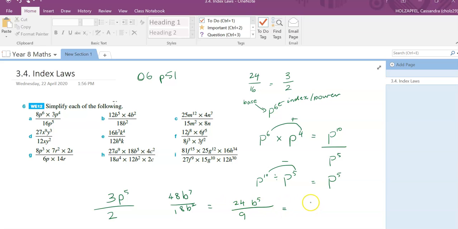I think I can simplify these numbers again. Let's have another go. They're both divisible by 3. 24 divided by 3 is 8, and then 9 divided by 3 is 3. Okay, I'm going to clear this and I'll do another example.